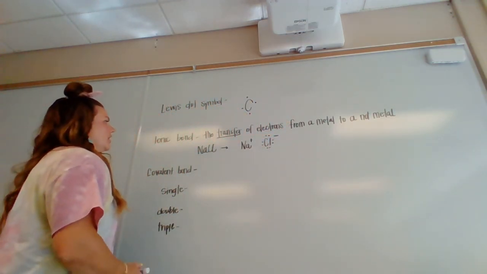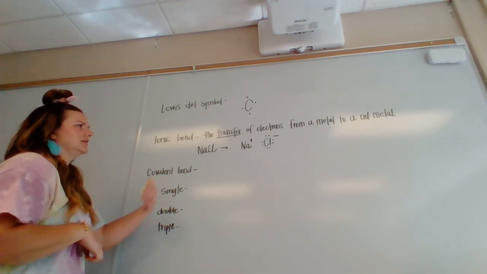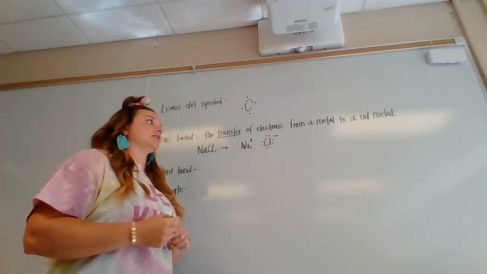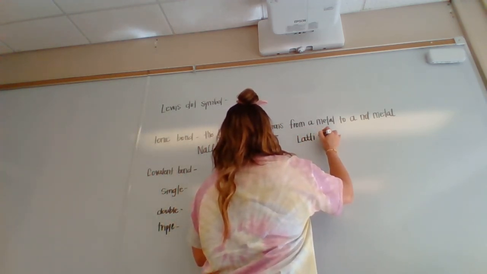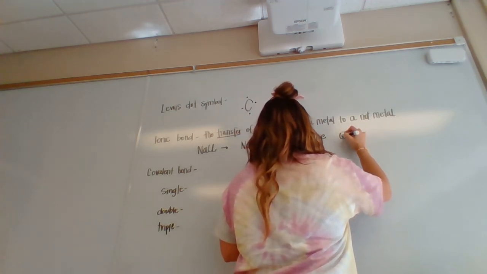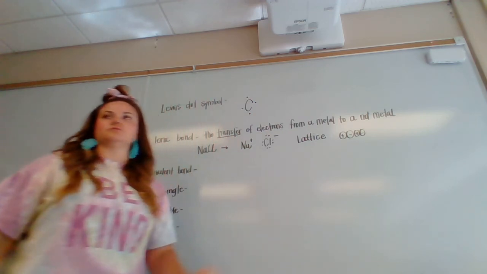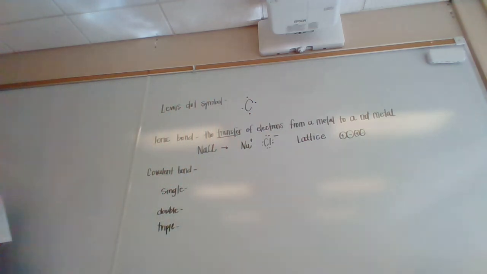Okay, so if I drew a bond for an ionic compound, there's really no bond. I just transferred electrons. And I told you that if they're in a solid state, it forms a lattice, and it's just alternating charged particles. We talked about that in the previous chapter.